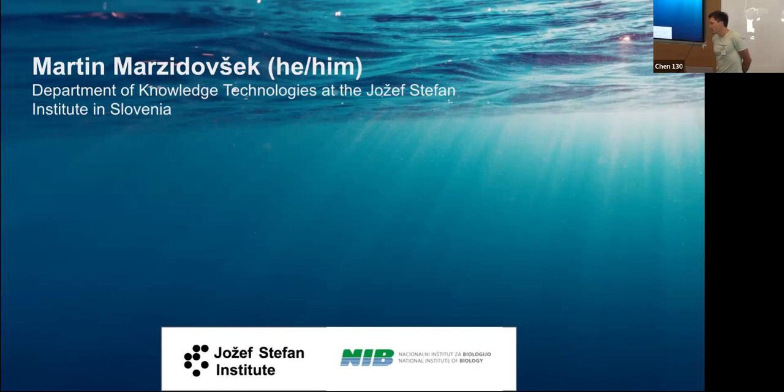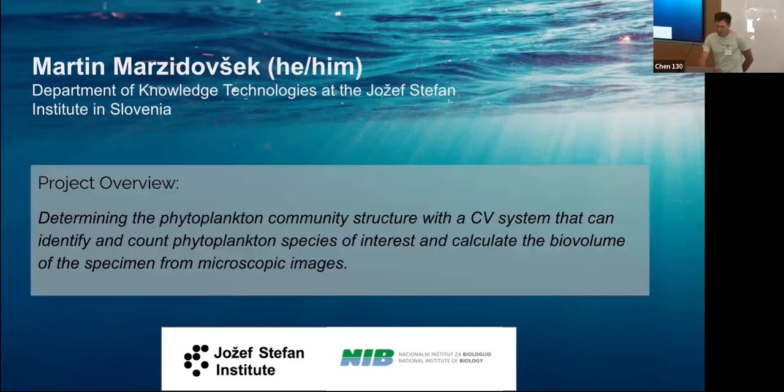Many of these have been ecological projects, like soil biodiversity, where I was working on graph structure data, but also in marine biology, where I have been predicting harmful algae blooms and the toxicity accumulation in seashells. That's also how I came to this project, because I always wanted to work with images as well. That's why I started collaborating with the National Institute of Biology, which is analyzing and studying ocean microorganisms. For this project, I decided to build a computer vision system which can identify and count phytoplankton species of interest, and also calculate the biovolume of the specimen from the microscopic images that they're generating.